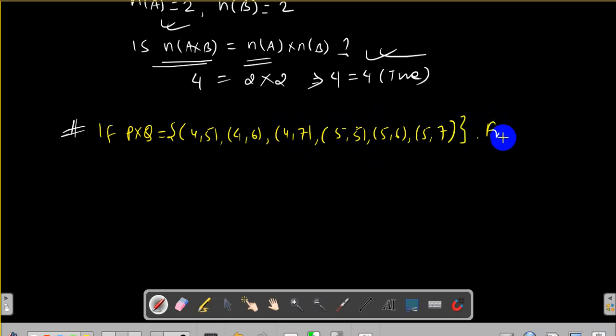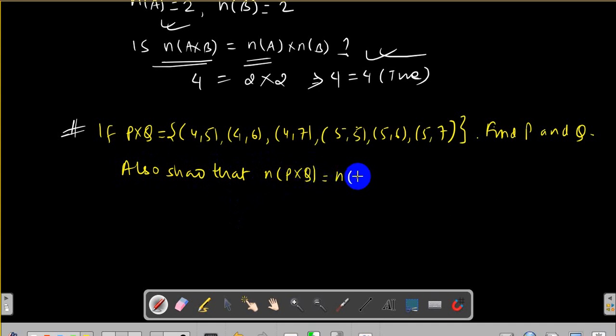now find P and Q so that n(P cross Q) equals n(P) times n(Q). If P cross Q equals the ordered pairs (4, 5), (4, 6), (4, 7), (5, 5), (5, 6), (5, 7), we need to get the values of P and Q, and we should also show n(P cross Q) equals n(P) times n(Q). Can you do this?